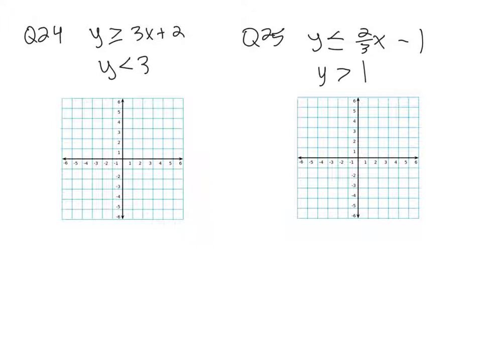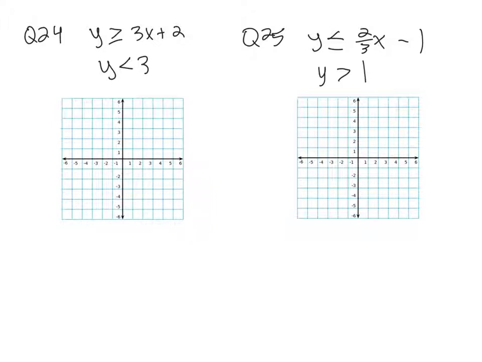Next up, we have question 24. It asks us to graph the system of linear inequalities. A system means you're going to have two equations or two inequalities that you are graphing. So I'm first going to start by graphing the top equation. I'm going to graph it in red just so you can kind of see the difference of the two equations.